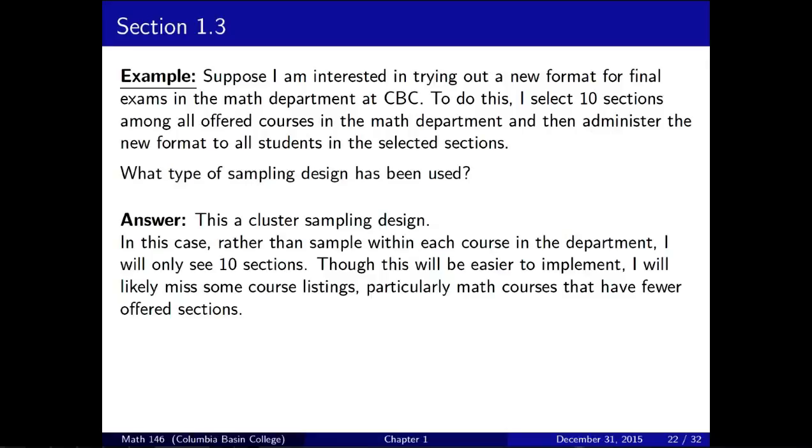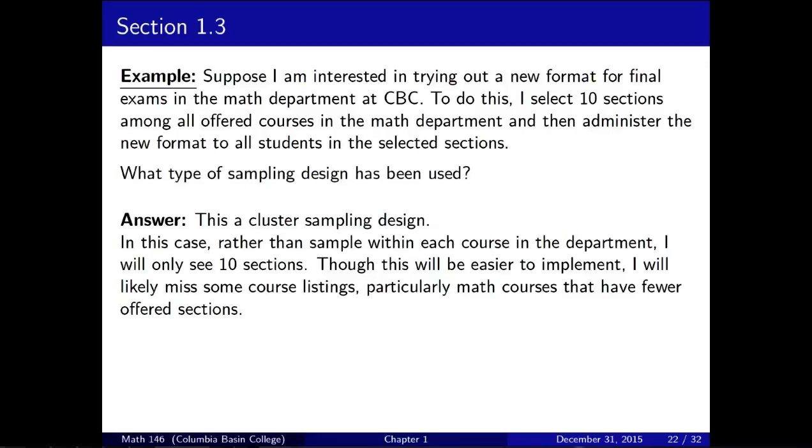So in this case, rather than going to every single number in the department and getting a sample of students in that level of math, I'm only going to see 10 sections. And what's going to happen is, inevitably, because we have more than 10 different levels of math at CBC, I'm going to miss some levels. Okay. Which ones am I going to miss? I'm probably going to miss the courses that are offered less frequently, right? There's just not as many linear algebra courses at CBC, so there's a good chance I'm not going to see this new format in a linear algebra test. There are a lot of sections of probability and statistics, so I'm probably going to see a section of probability and statistics. Okay.